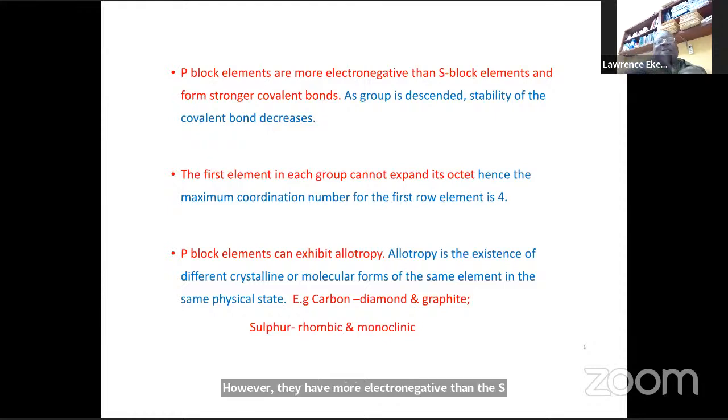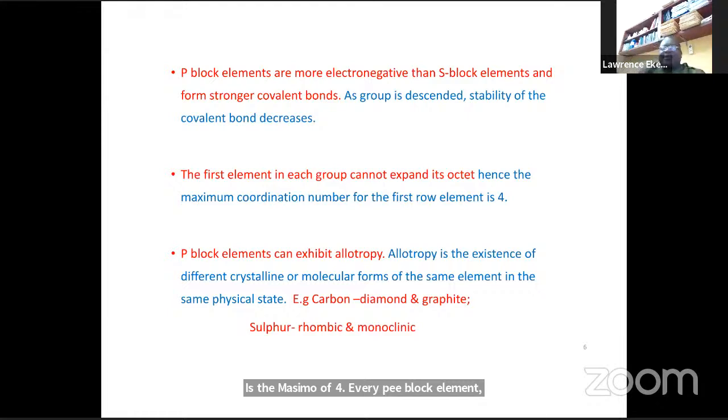So each first element in each group cannot expand its octet. And because it cannot expand its octet, the coordination number for each first row element is a maximum of 4. Every P block element exhibits allotropy. What is allotropy?